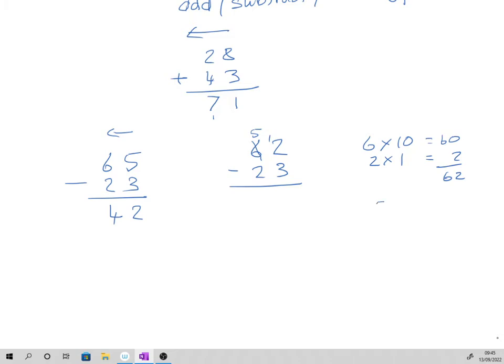So 5012 is made up of 5 times 10, which is 50, and 12 times 1, which is 12, and you add them together and you still get 62. So we've not changed the value of the number on the top. So now you can do 12 take away 3, which is 9, and 5 take away 2, which is 3. So you borrow 1 from the next column along.